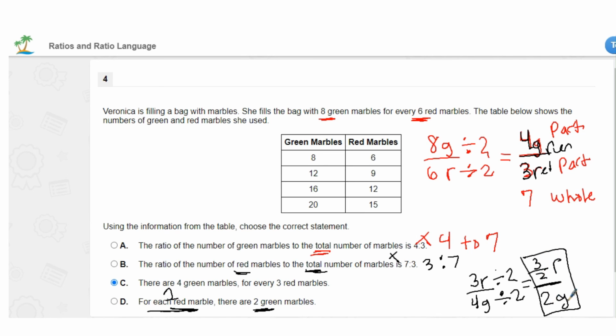If the green is 2, an equivalent ratio will be 1 1/2 reds for every 2 green marbles. But they said for every 1 red marble. It will be 1.5 reds for every 2 green marbles. But this says for every red marble, meaning they're saying for every 1 red marble there are 2 green marbles, and that is just incorrect. So the correct answer that we need here is answer choice C.